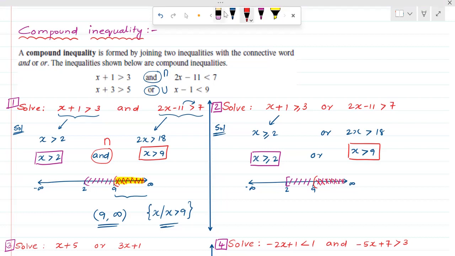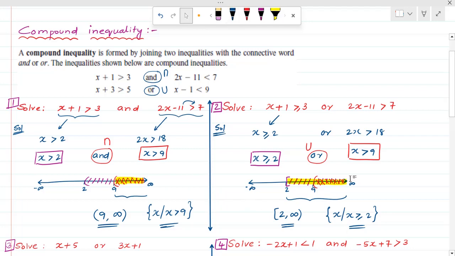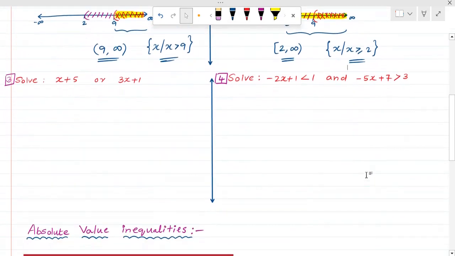Now I have to take the union. As I told you, "or" means union. Union means all the terms together, so here it is from this part to this part. If you have some gap, I will connect by means of union, but if there is no gap and it is continuous, then I will write this as the solution: closed 2 comma plus infinity. This is the interval notation, and the set builder notation is given by x more than or equal to 2. So this is the solution. Always, if you draw the graph, you will get a clear picture about the problem.